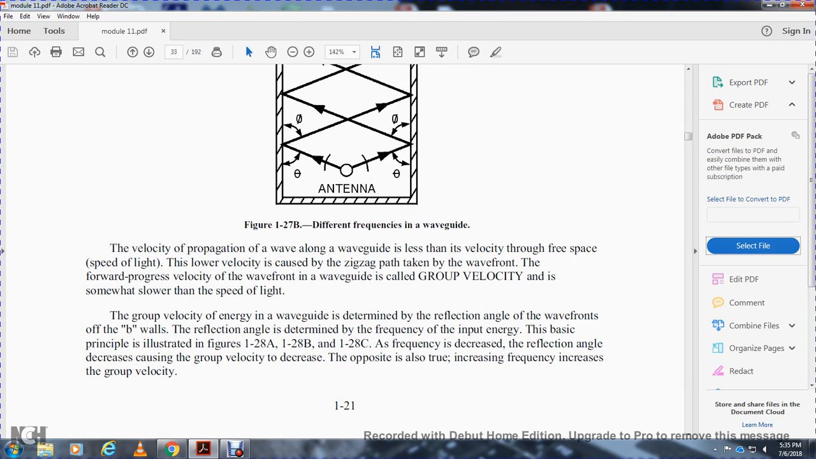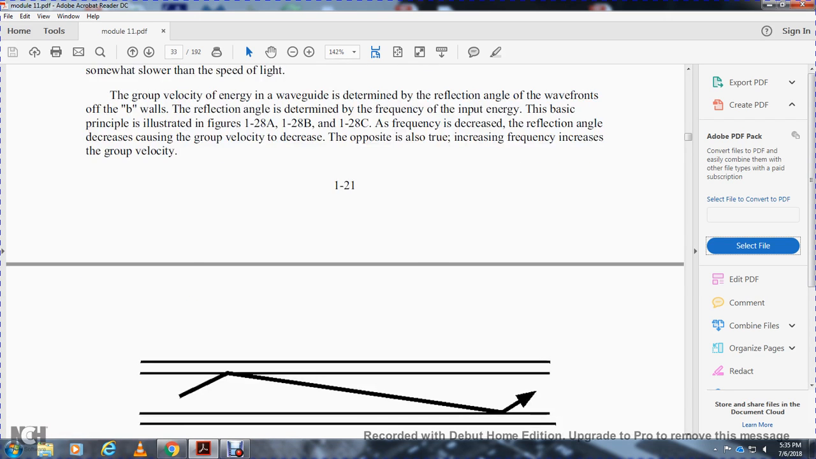The group velocity of the energy in the waveguide is determined by the reflection angle of the wavefront from the B wall. The reflection angle is determined by the frequency of the input energy. The principle is illustrated in figures 128A, 128B, and 128C. As the frequency decreases, the reflection angle decreases, the group velocity decreases, and the output decreases. The reverse is also true: increasing the frequency increases the group velocity.